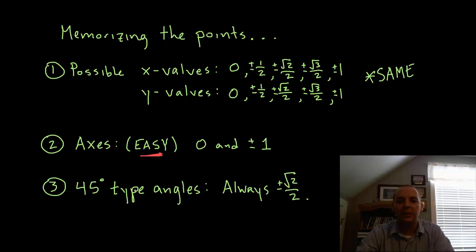The axes, those are pretty easy. Those are 1, 0, 0, 1, negative 1, 0, 0, negative 1. So those are pretty easy to remember. I'm not going to spend too much time on those.